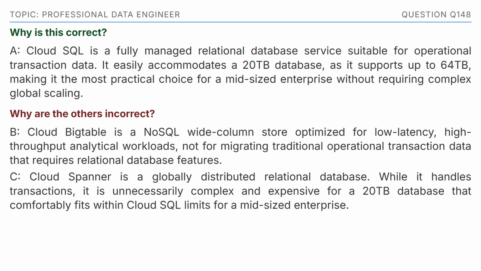Why are the others incorrect? B. Cloud Bigtable is a NoSQL wide-column store optimized for low-latency, high-throughput analytical workloads, not for migrating traditional operational transaction data that requires relational database features. C. Cloud Spanner is a globally distributed relational database. While it handles transactions, it is unnecessarily complex and expensive for a 20 terabytes database that comfortably fits within Cloud SQL limits for a mid-sized enterprise.